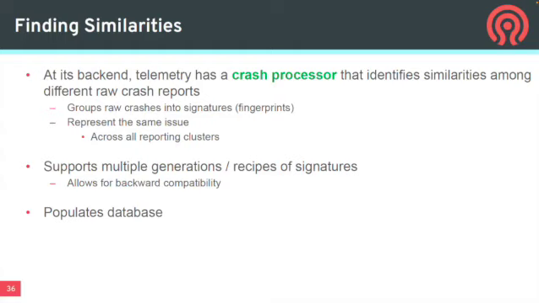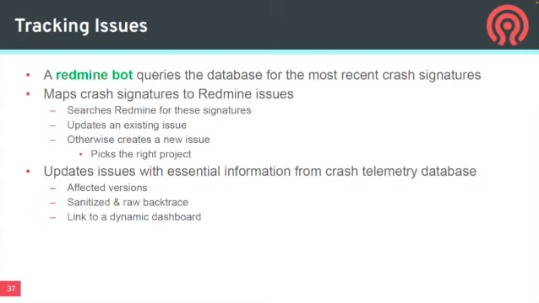What's nice about the recipes of the grouping algorithm is that it supports multiple generations. So we have different versions of the grouping algorithm, and it allows us for backward compatibility. So if we change the algorithm, we can still identify that the crash signature is the same. And then we populate the database with this grouping information.